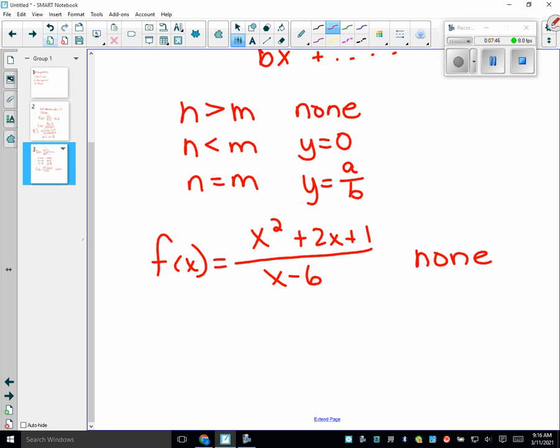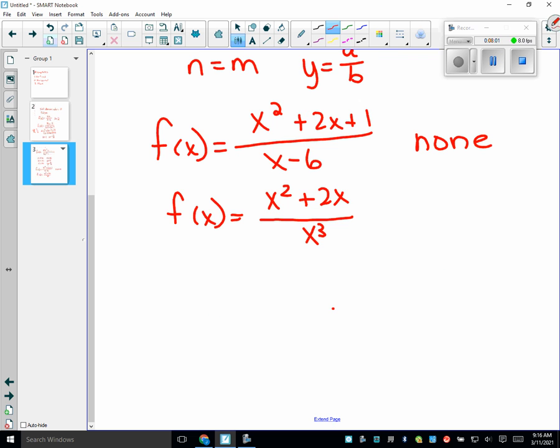Okay. What about if f of x is x squared plus 2x over x cubed? You all agree? Yeah. Those two are pretty self-explanatory, aren't they? Yeah, we can just stop there. This one is easy. Easy, easy. Okay.